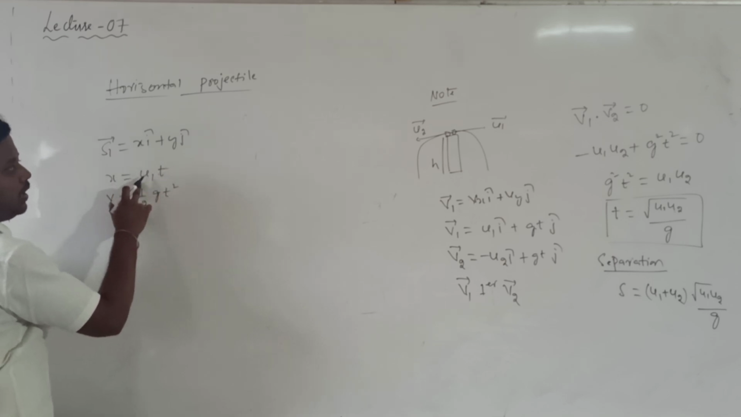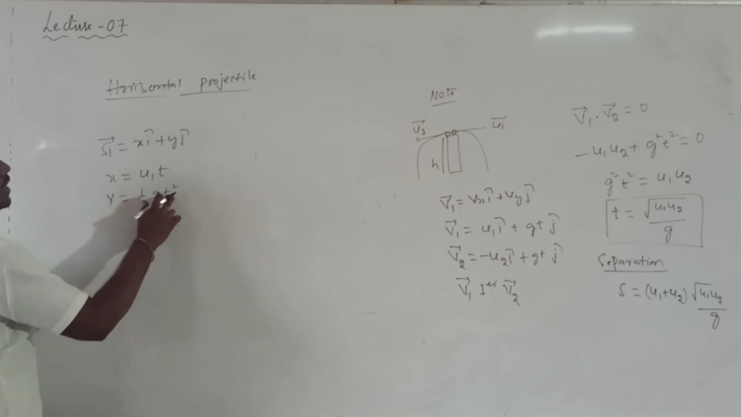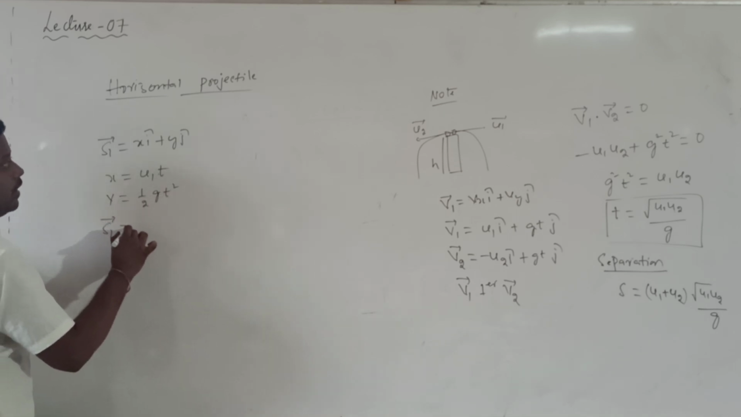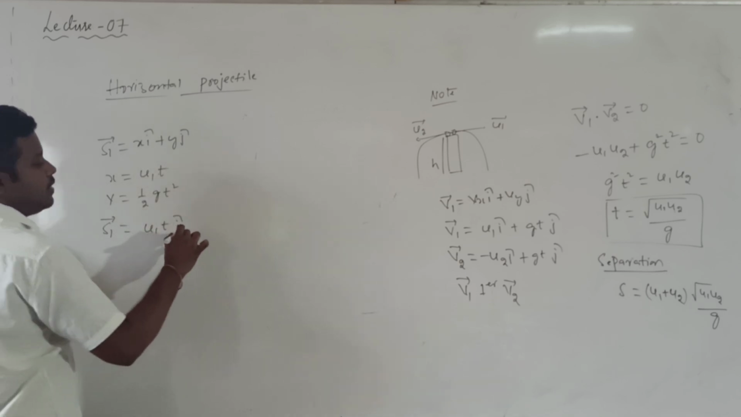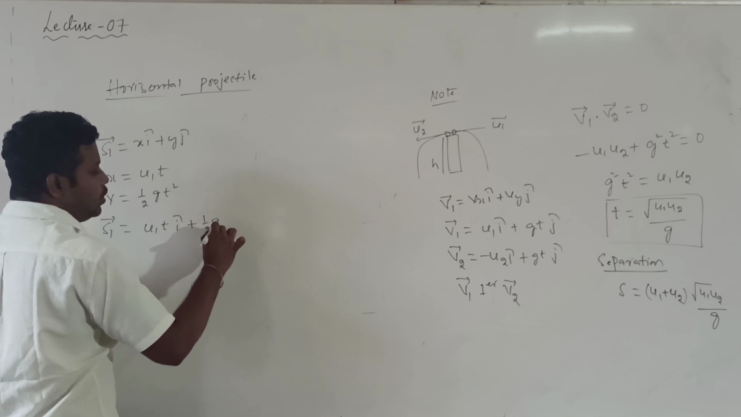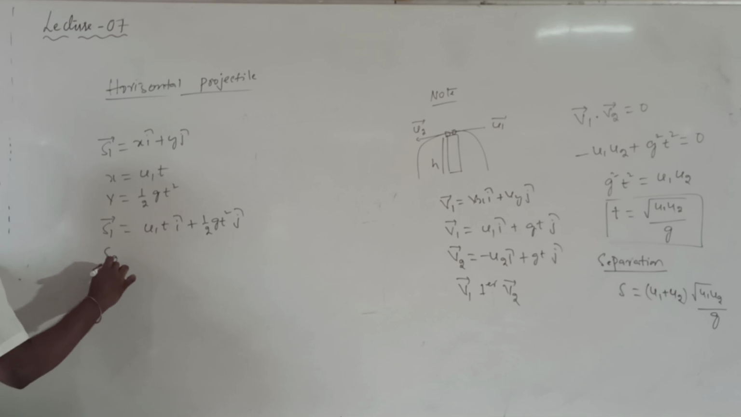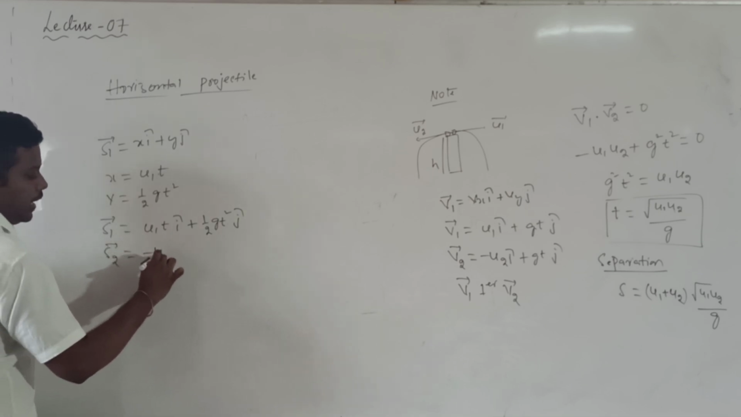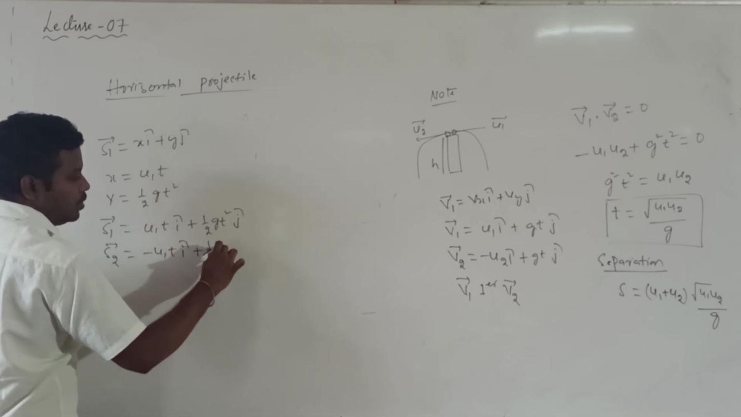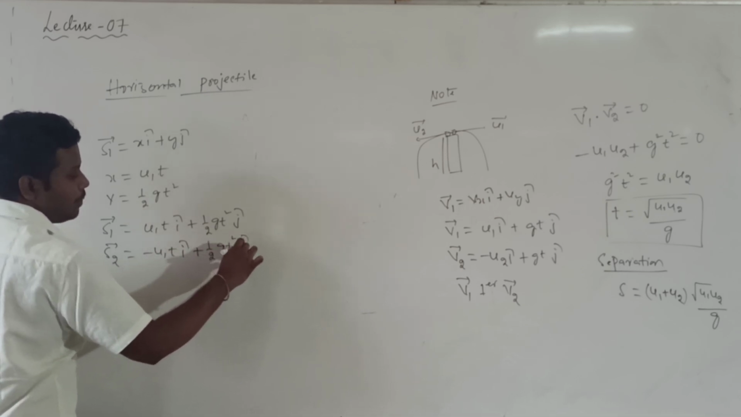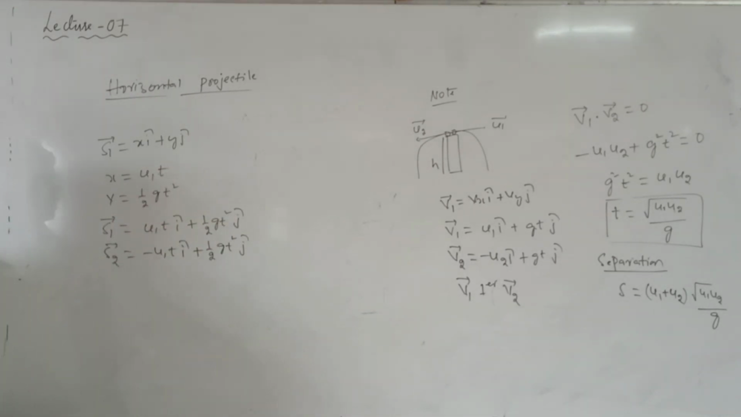Ux value u1 into t, right? Then what I get the value? So y is equal to half into g into t square. Can I get S1 bar? S1 bar is equal to u1 into t into i cap plus half into g into t square into j cap. Right? Similarly, what is S2 bar? It will be equal to minus u1 into t into i cap plus half into g into t square into j cap. Once again I am telling you why minus, since the directions are opposite.